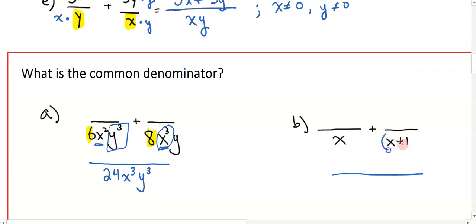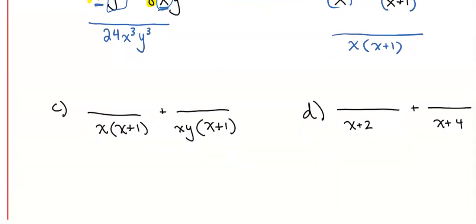So here's my little rule I like to remember. When I have a binomial or trinomial, I'll put brackets around it. And just like before with canceling, it's all or nothing. I need that whole factor, right? You can't just take part of it. So I need both of those. I need x and I need x plus 1. That is my common denominator. I need them both.